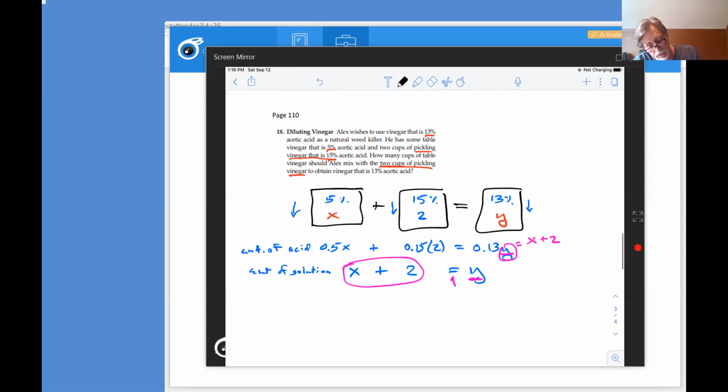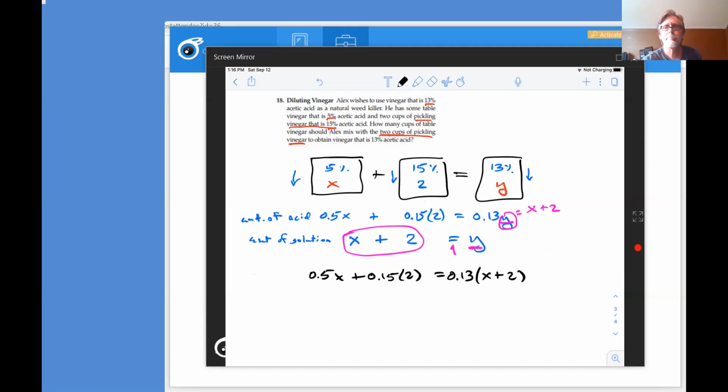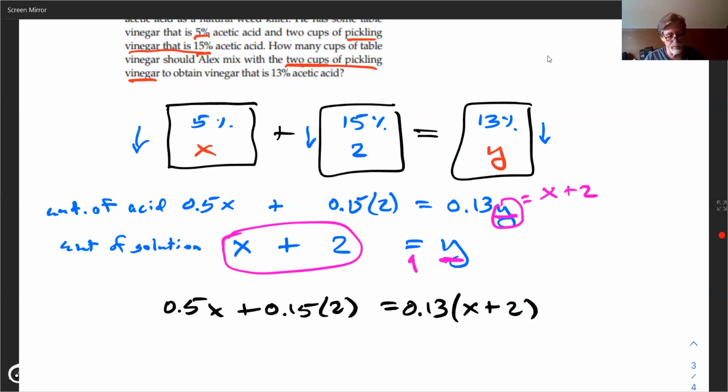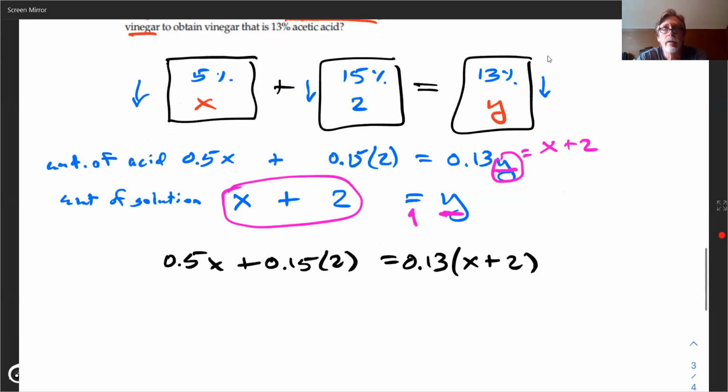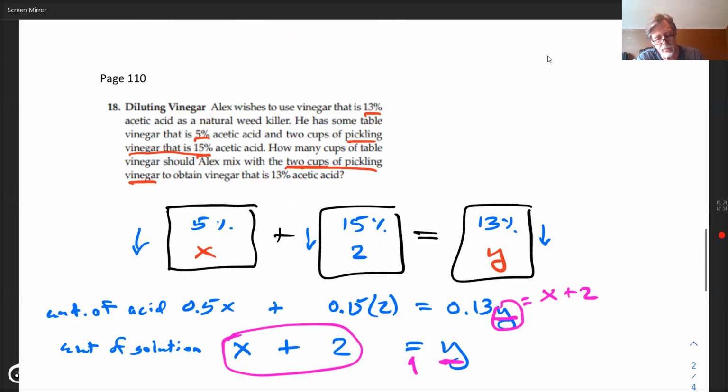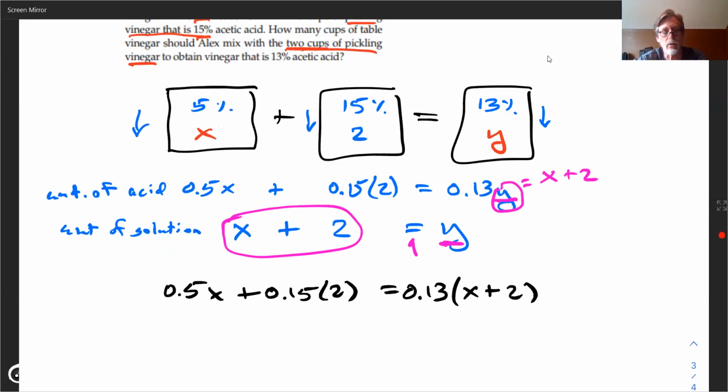What we have is 0.5x, the amount of acid in the first solution, plus 0.15 times 2 is equal to 0.13y, but we already now know that y is x plus 2. Okay? Let me expand this. Is that better? You can see it better, maybe. So you can go back and go, what did he say again? But this is how I set up mixing problems no matter what.